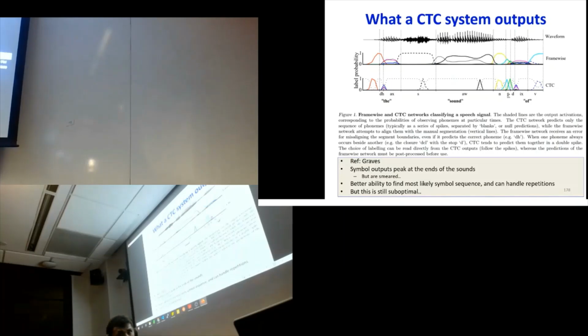So it naturally gives you not only an ability to obtain unambiguous alignments, but also gives you this behavior where the output actually looks like what we are looking for, which is a sequence of blanks followed by the appropriate symbol peaking at the right times.